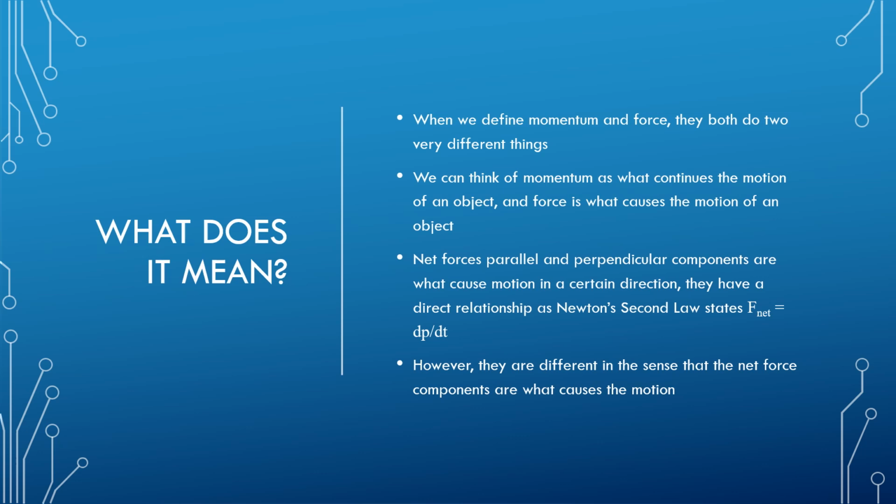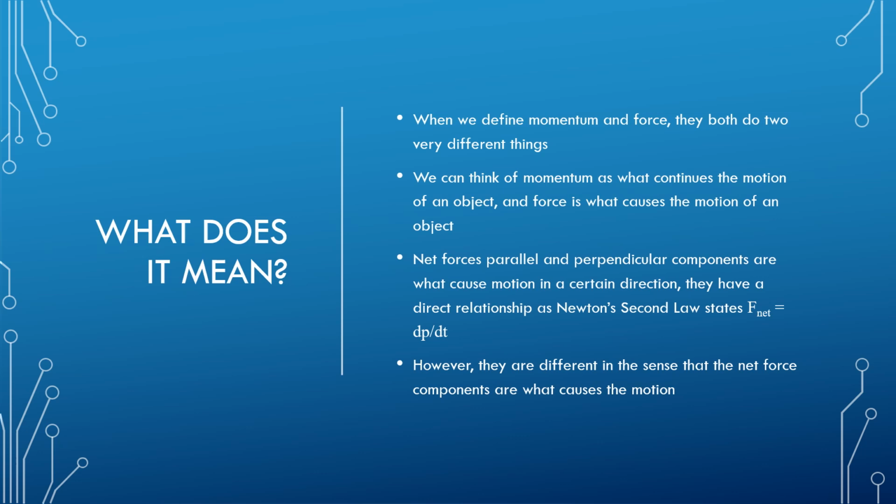So now back to the questions. So we're going to discuss how net force and its parallel and perpendicular components are different from the rate of change of momentum. So when we define momentum and force, they both do two different things. Think of momentum as what continues the motion of an object, and force is what causes the motion of an object. So net force's parallel and perpendicular components are what causes motion in a certain direction.